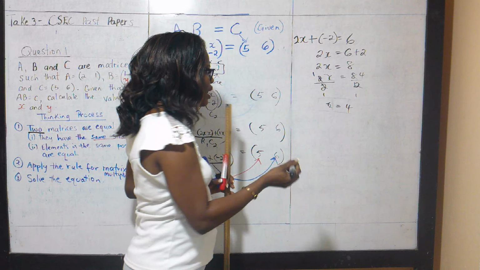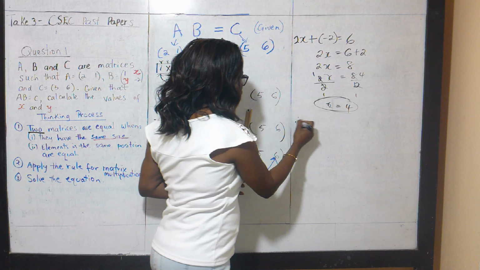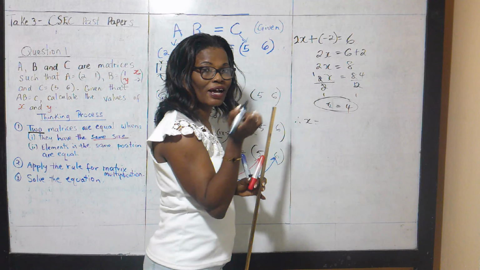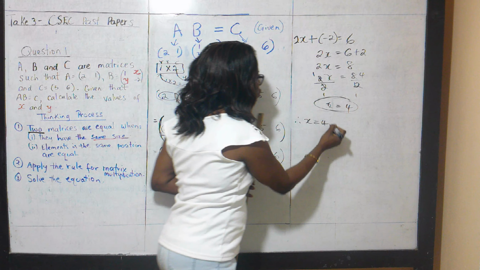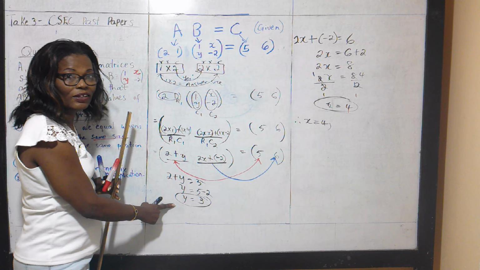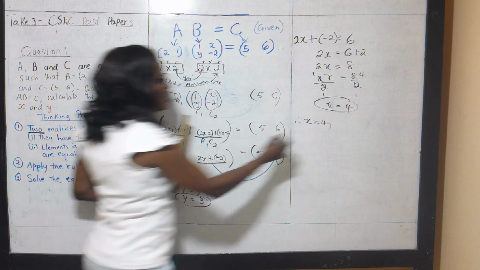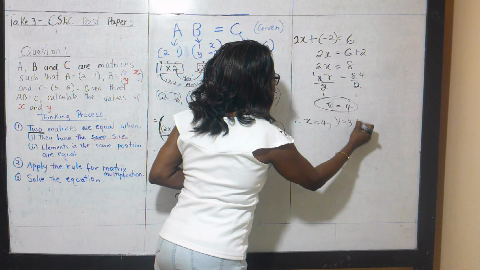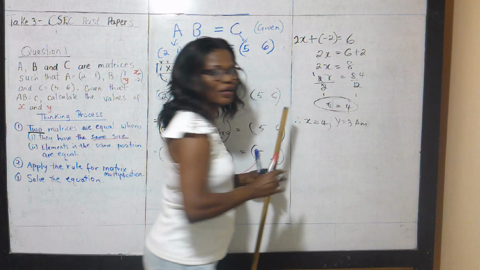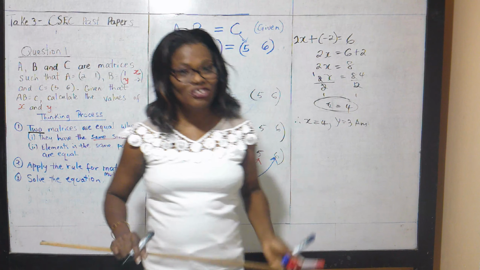And when you write your answer, you can write it in the order, x first, as it comes in the alphabet. x equals 4. And we found y to be equal to 3. y equals 3. And that's the end of question 1.